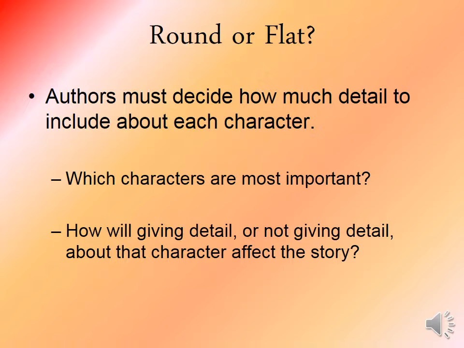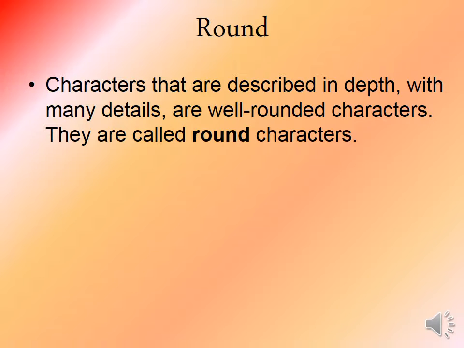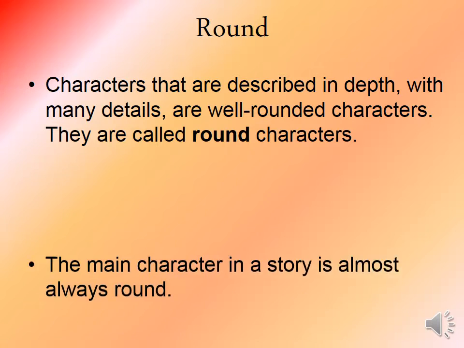So the first distinction that we're going to be looking at is whether a character is round or flat. Now, this has usually been decided beforehand by the author, and basically it has to do with how many details are included about each character, which characters are most important, and how these details of these characters add or detract from the story. Round characters are characters that are described in depth with lots of details. Thus, they are called rounded characters because they are well rounded.